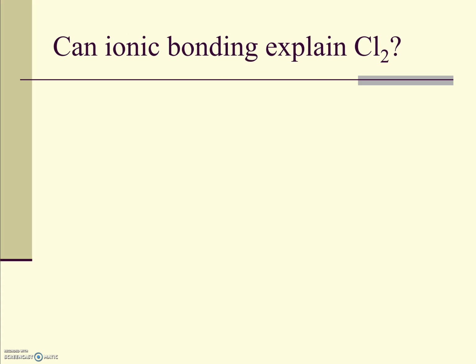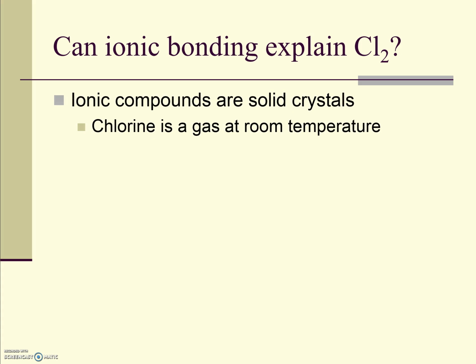Can ionic bonding explain Cl2? Because Cl and Cl like to bond together, and we're going to get into that more in detail. Can it explain why Cl and Cl like to be together? Because Cl is a -1. Why would it want to go with another one? Ionic compounds are typically solid crystals. Chlorine is a gas. You've heard of chlorine gas, and at room temperature, chlorine is a gas.